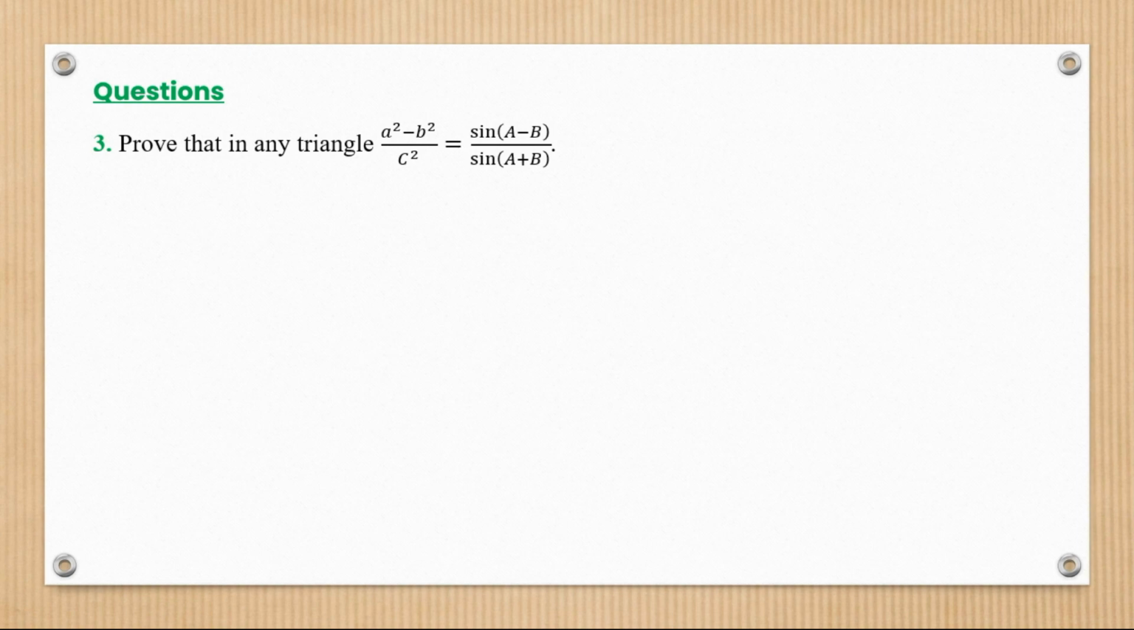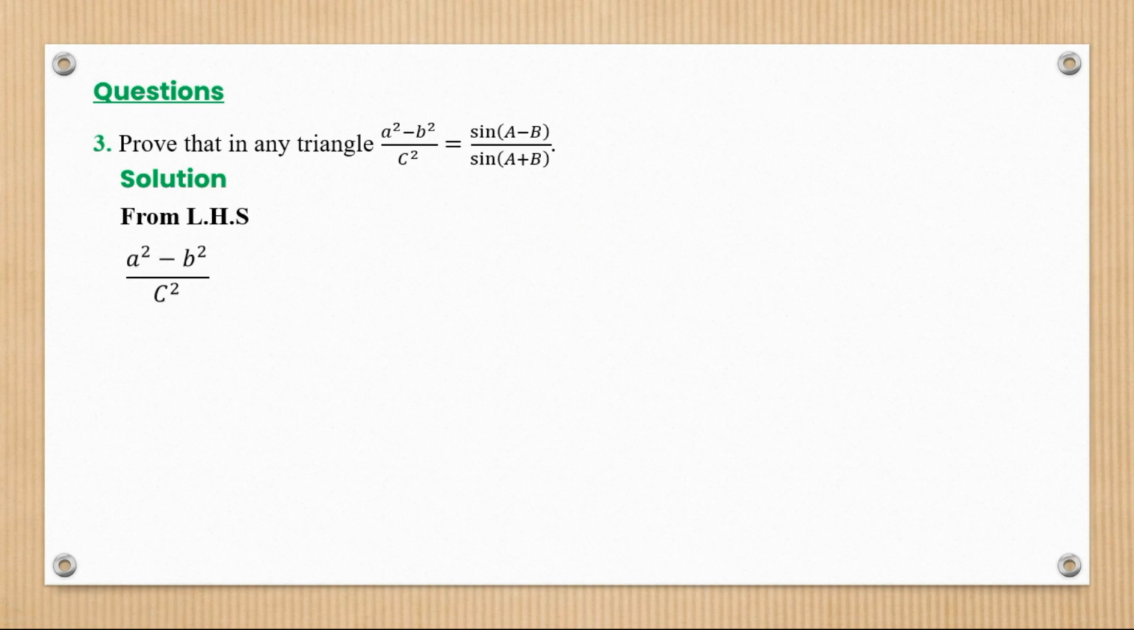So we have (a squared minus b squared) over c squared is equal to sine(A minus B) over sine(A plus B). For this case, you just need to follow the series of steps I'm going to show you. So let's prove from the left hand side. I always prefer proving from where we have the small letters towards the capital letters. That will make it so much easier.